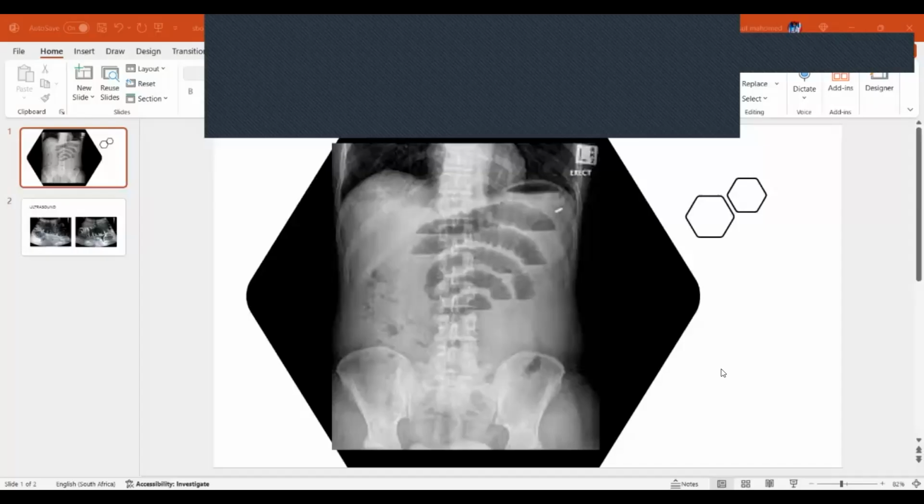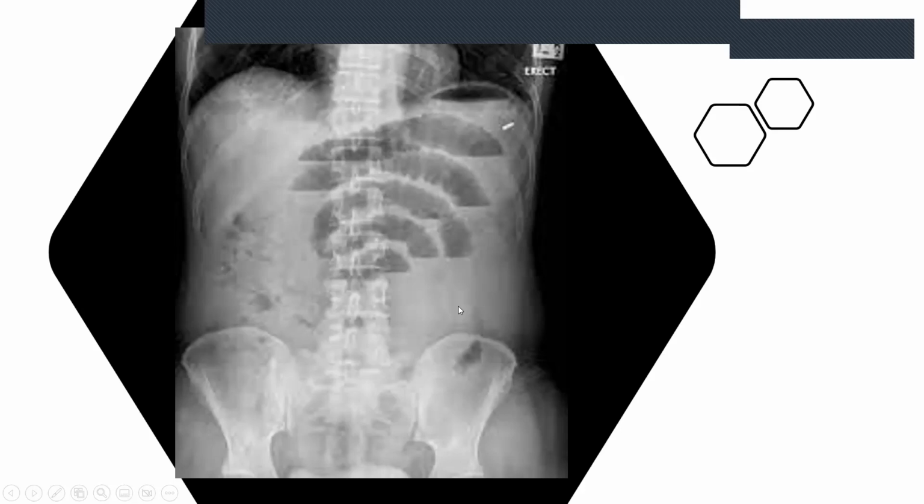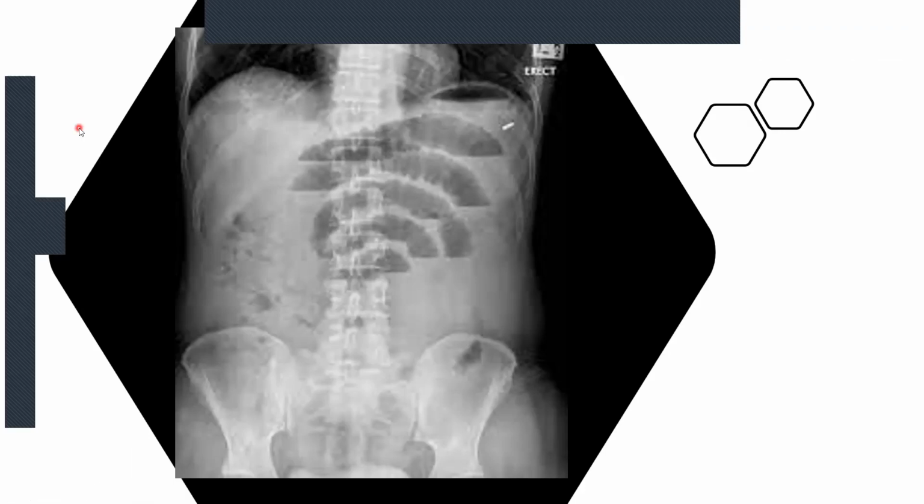I got an interesting case that I came across that was sent to me by another doctor in our district. So I was just hoping to show it to you guys. This was the X-ray that was sent through of a young gentleman who had presented to them with a few days of constipation, obstipation, as well as now abdominal pain. And he was struggling to eat anything, vomiting everything out.